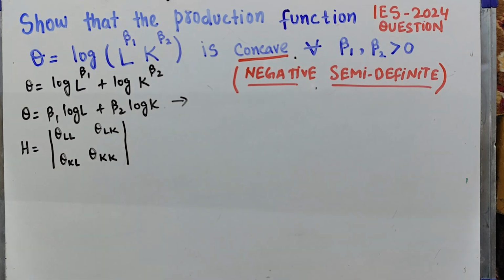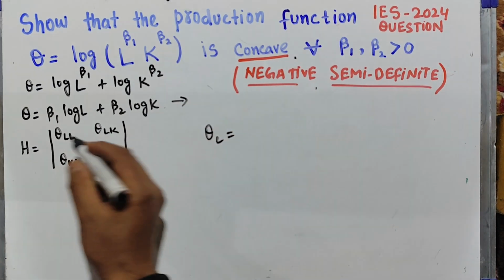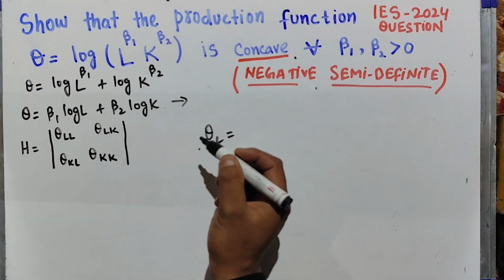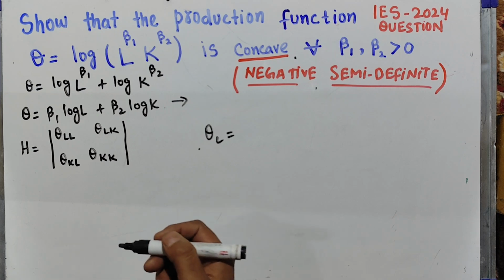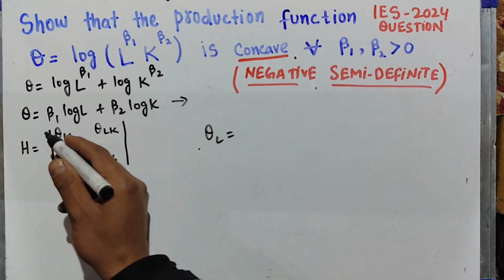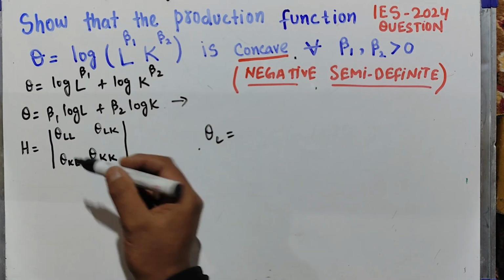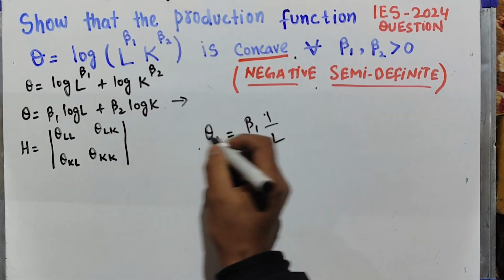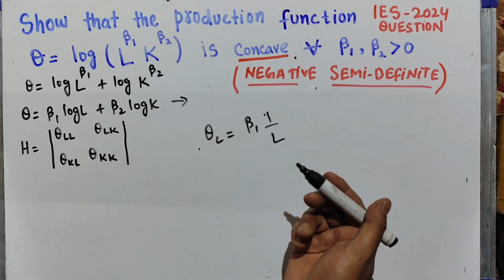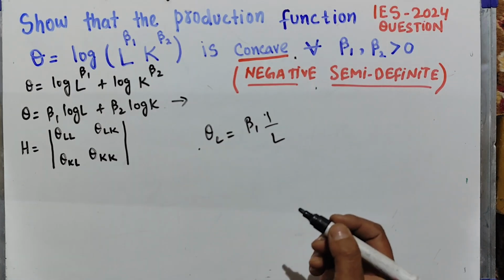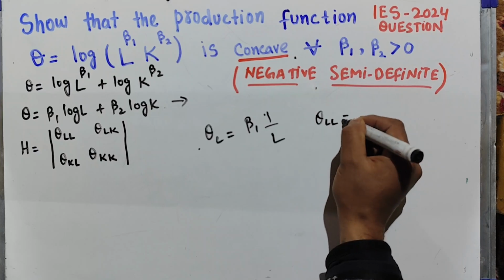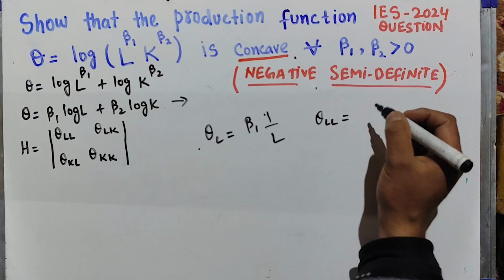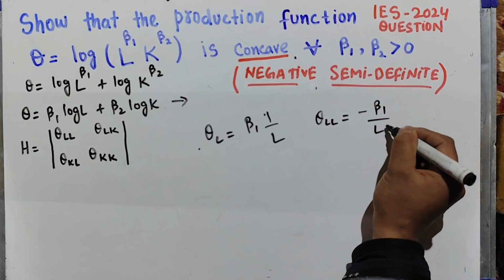Now let us find out QL. What is QL? Means the partial derivative of this. To find out Q subscript LL, first I need to find out the first derivative of the given production function with respect to L. Derivative of log L is 1 upon L. So we have beta 1 times 1 upon L. Since no L is involved in the second term, its derivative is 0. So this is first derivative. Now QLL means the second derivative of the first derivative. Again differentiating this partially with respect to L, I will get minus beta 1 upon L square.